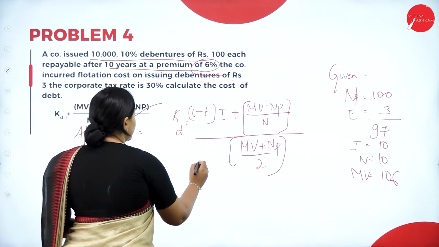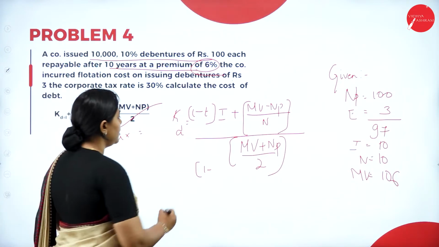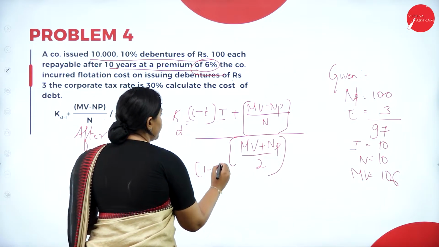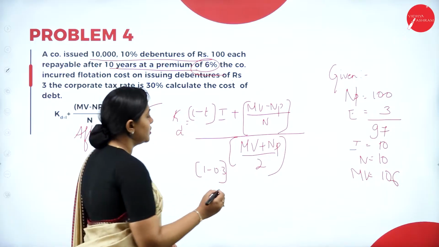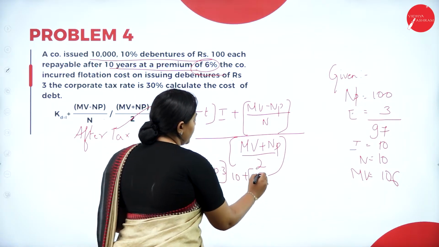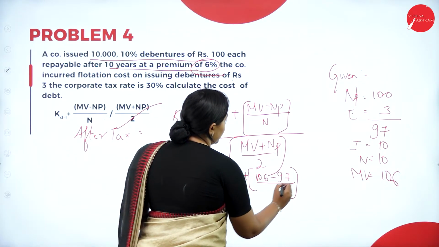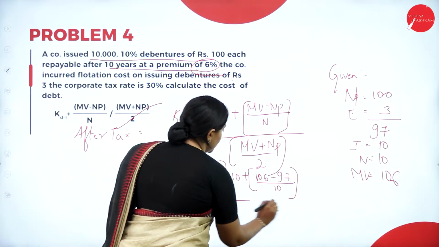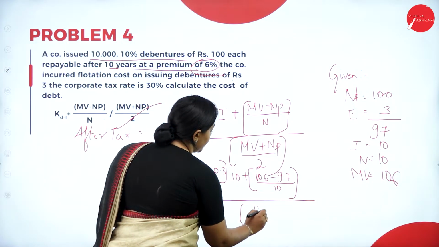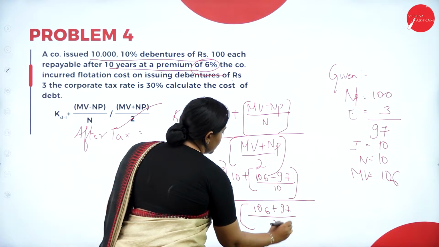So 1 minus tax rate. What is tax rate given in the question? 30%. So 0.3. Interest is how much? 10 rupees is the interest. Plus maturity value 106 minus 97 divided by number of years, 10 years, whole divided by 106 plus 97 divided by 2.